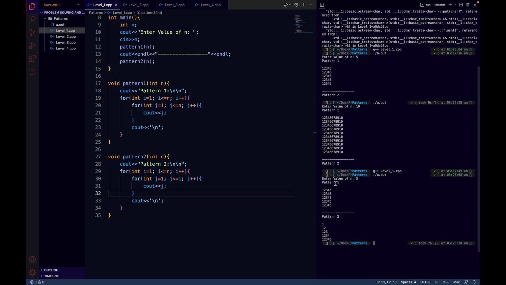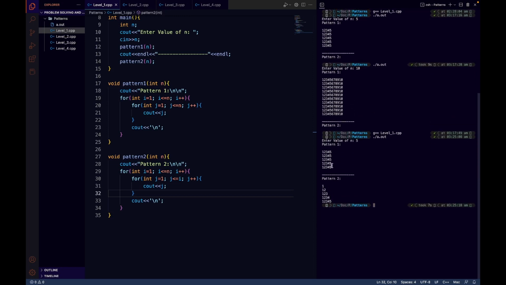If you compare these patterns, the first row of the first pattern has 5 elements, 1 2 3 4 5, but in the second pattern we have only one. In the second row we have 1 2 3 4 5 in the first pattern, and we have 1 2 in the second pattern, and so on. Hope you got the level 1 of the pattern, and you can now solve very basic problems with this type of approach.